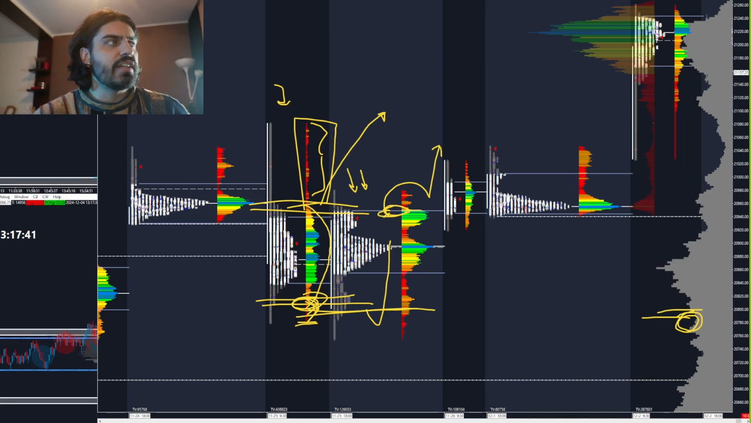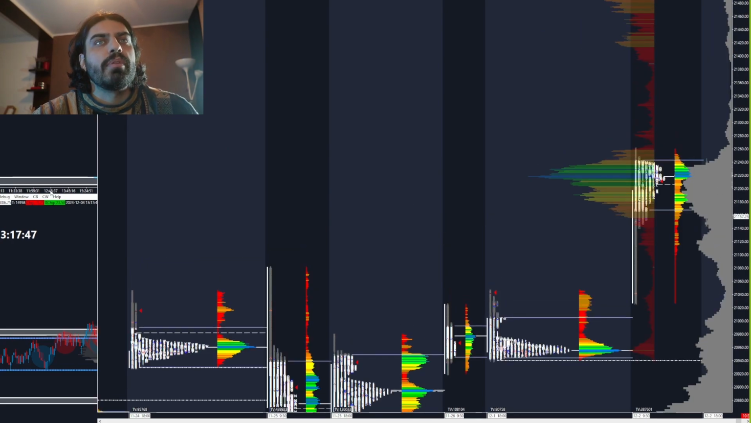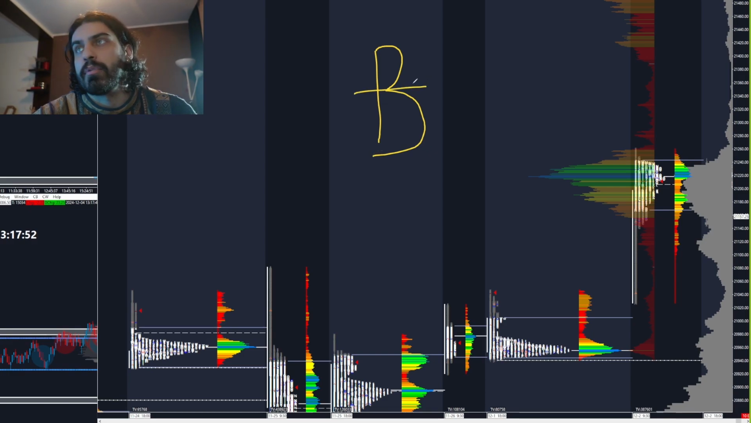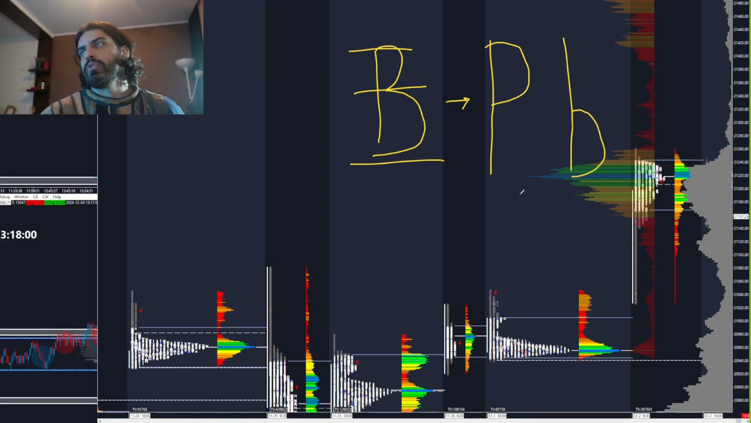Now, if I take a look at the other shapes that we have, they get a little more complicated. We'll start off with the double distribution. You have the double B over here, the capital B, the double distribution. And if you divide this, it actually turns into a capital P and a lowercase b volume profile. So if you divide this, you can see, okay, wow, we have something interesting.